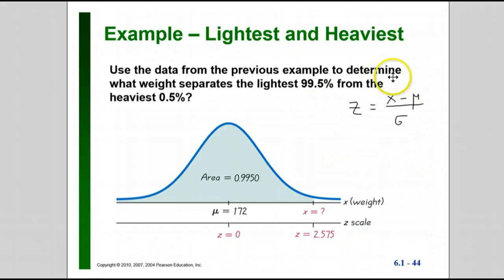Alright, but remember, this is our formula for a z-score. I can do a little bit of algebra here and solve this thing for x. So I'm going to multiply both sides by the standard deviation. Now I have x minus the mean equals z times the standard deviation. And then if I add that mean over to the other side, I get a way to find x if I know a z-score.